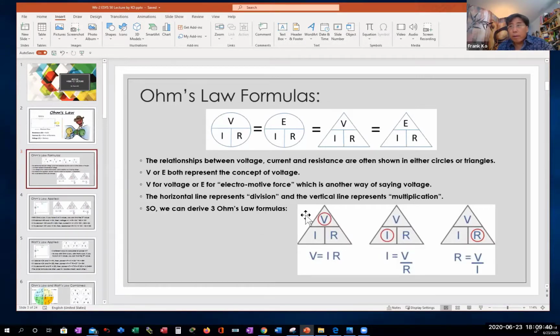And yeah, the horizontal line represents division, vertical line represents multiplication. Any questions on this slide? Yes, please. Go ahead, unmute your microphone, Kirsten.